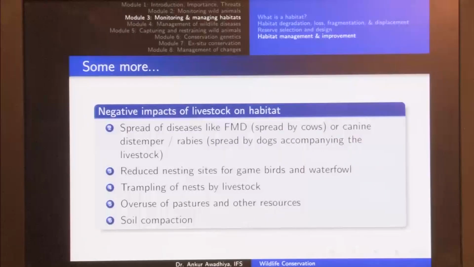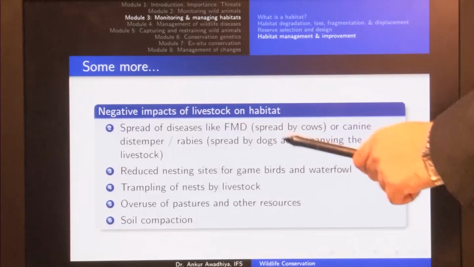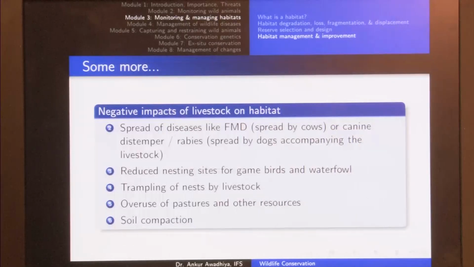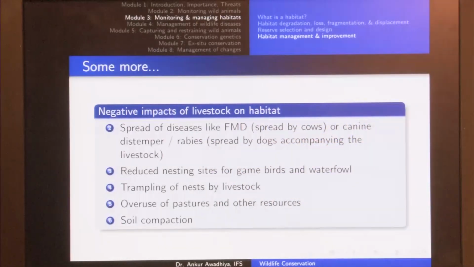Other negative impacts could be the spread of diseases such as FMD. FMD stands for foot and mouth disease. It is spread by cows. Cows can have this disease, and when they go into the forest areas and use the same pasture lands, they can also spread this disease to other herbivores, or diseases like canine distemper or rabies, which are spread by dogs that accompany the livestock. We generally observe that when people get into the forest areas with their livestock, they also carry the village dogs along with them, and if those dogs have diseases like canine distemper or rabies, they can also spread them to the wild animals.